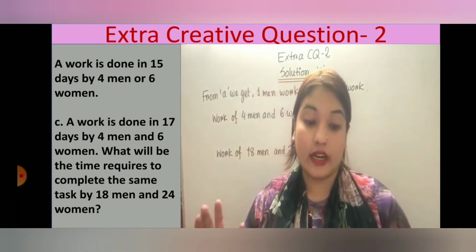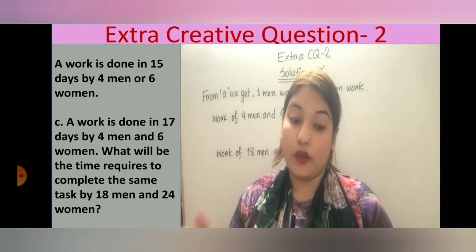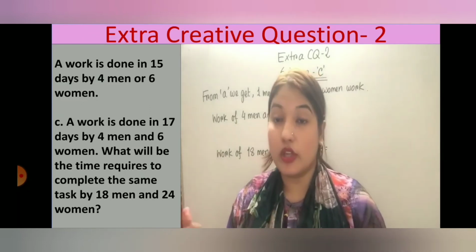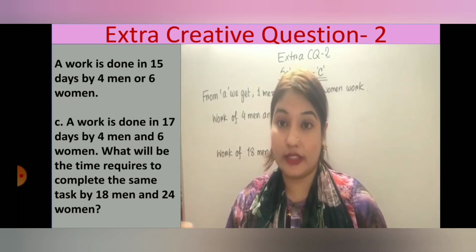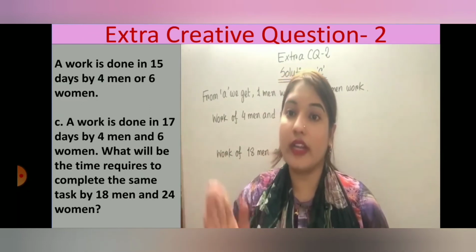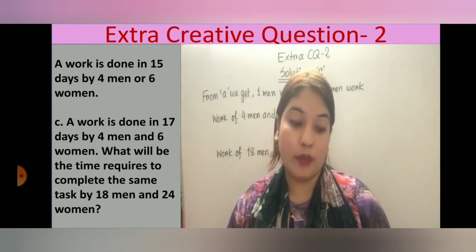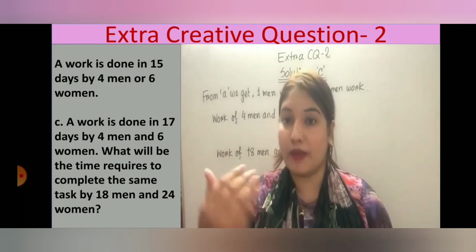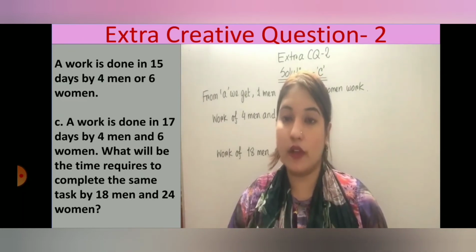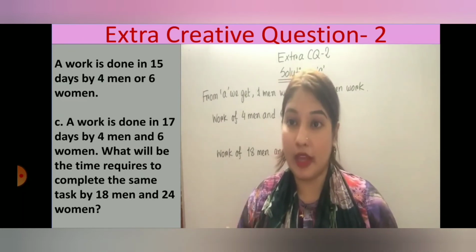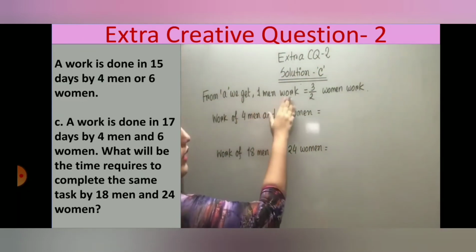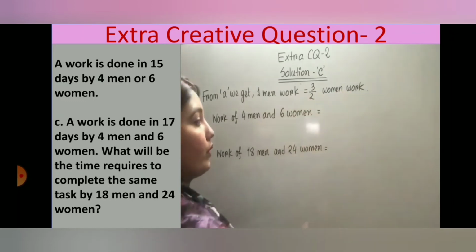Before that, here the unit is different. 4 men and 6 women, 18 men and 24 women. So, either we will convert this into women or into men. Then, we will find in how many days those people can do the work. So, I will convert it into women because, from before, we get that 1 man's work is equal to 3 by 2 women's work.